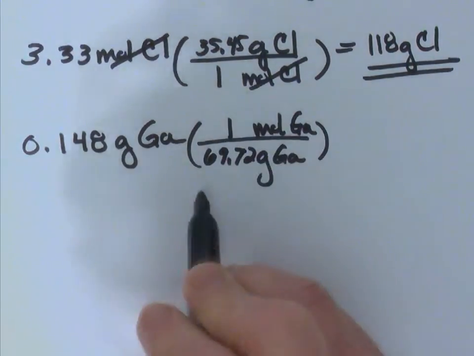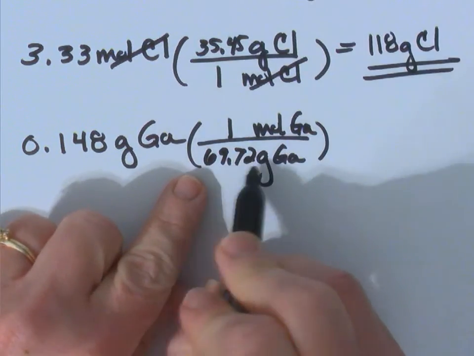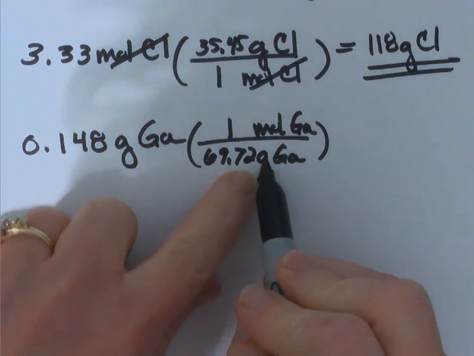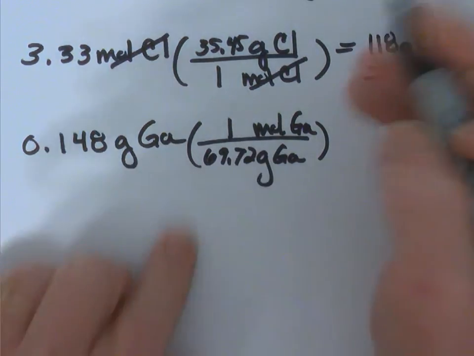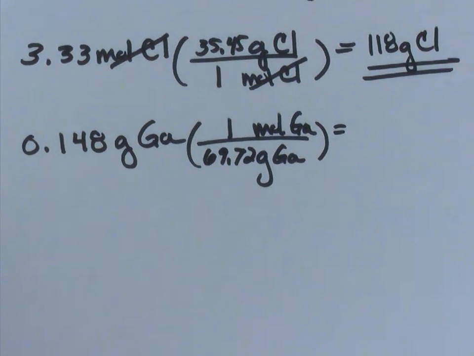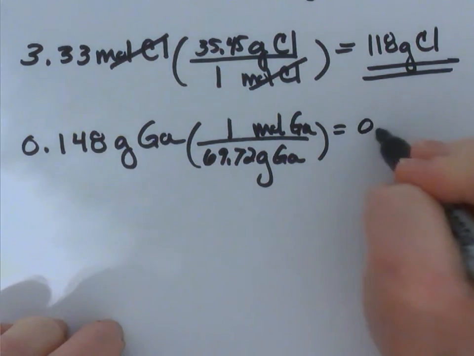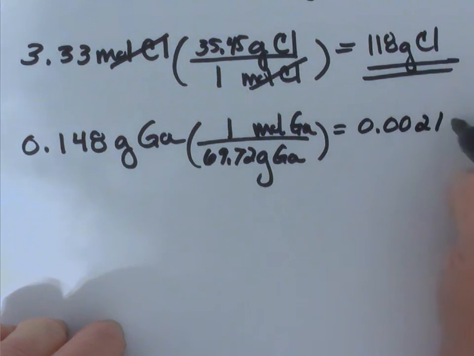Now, remember, what we read as the average atomic mass, that's grams in 1 mole. And we're restricted to 3 sig figs again. And so, 0.00212 mole of gallium. That would be our answer.